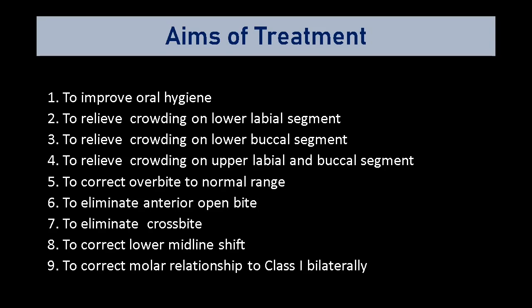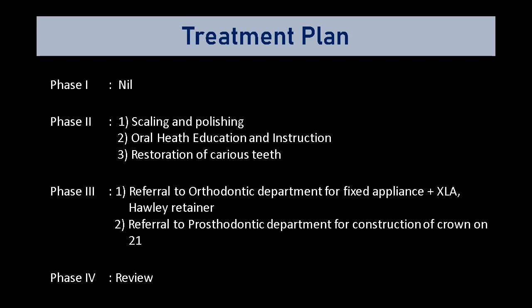For the treatment plan of the patient, for phase 1, nil. For phase 2, scaling and polishing, oral health education and instruction, and restoration of carious teeth. In phase 3, we refer to orthodontic department for fixed appliance with extractions and Hawley retainer, and refer to prosthodontic department for construction of crown on tooth 2-1, and then the patient will be reviewed.